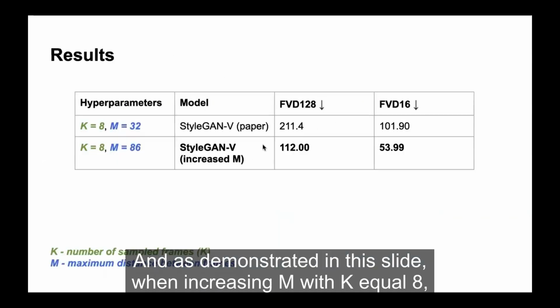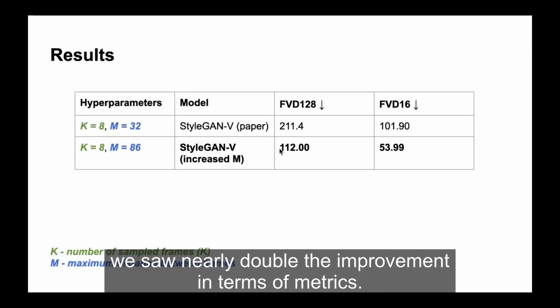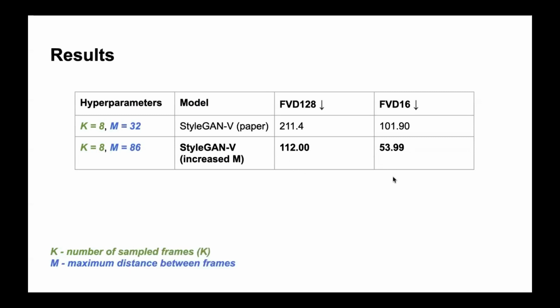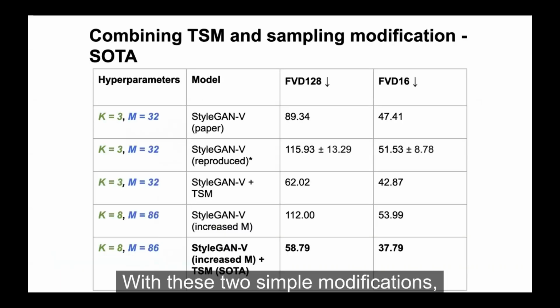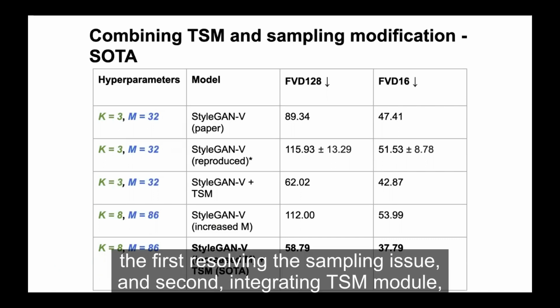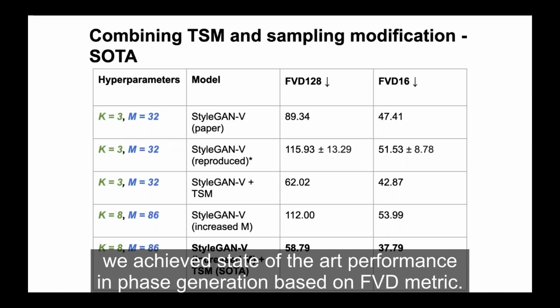And as demonstrated in this slide, when increasing M with K equal to 8, we saw nearly double the improvement in terms of metrics. And with these two simple modifications, the first resolving the sampling issue and the second integrating the TSM module, we achieved state-of-the-art performance in face generation based on the FVD metric.